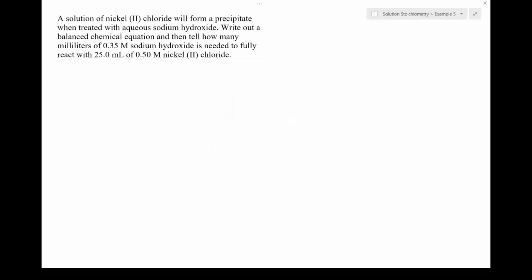We have yet another equation that we need to write, and we're going to be reacting nickel(II) chloride with sodium hydroxide. The last example is going to be reacting nickel(II) chloride with sodium hydroxide. First we need to write out the equation and see what that's going to look like. We have nickel(II) chloride. You should know what that formula is by now. We're going to be reacting it with sodium hydroxide.